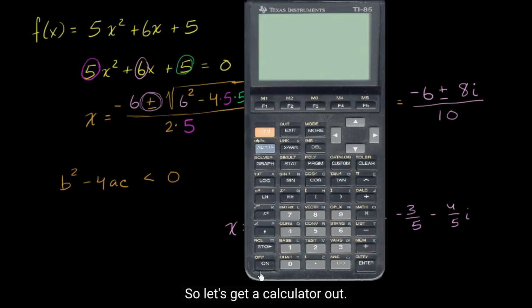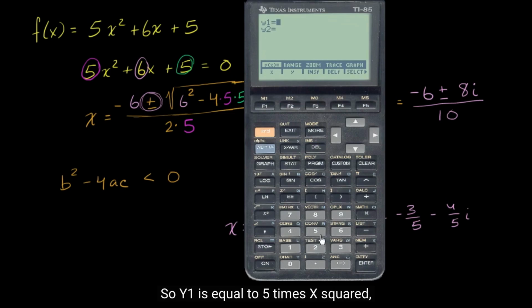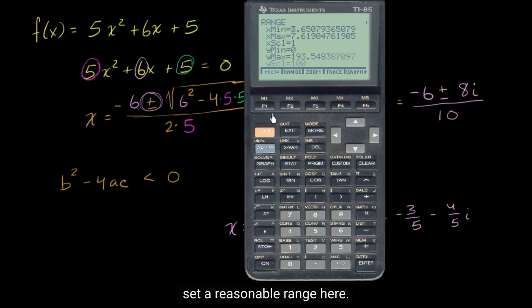So let's get a calculator out. So let me go into graph mode. So y is equal to, let me clear what I must have been doing out here before. So y1 is equal to 5 times x squared plus 6x plus 5. And then let me set a reasonable range here. So I don't know.